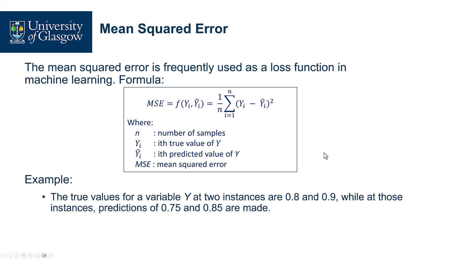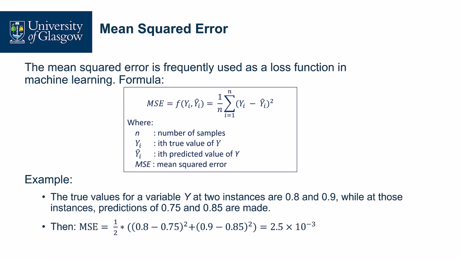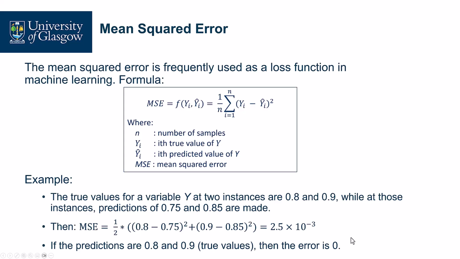Let me give you an example. For example, the true values of the variable y, let's say two instances, are 0.8 and 0.9, and the predictions are 0.75 and 0.85. So what is the mean squared error? We can calculate using this formula. For the two items, we get the difference, the square of them, and then we sum them and divide by 2, and we get this result. For another example, if the predicted values are just 0.8 and 0.9 themselves, then following this formula, the MSE is 0, right? It means perfect prediction.